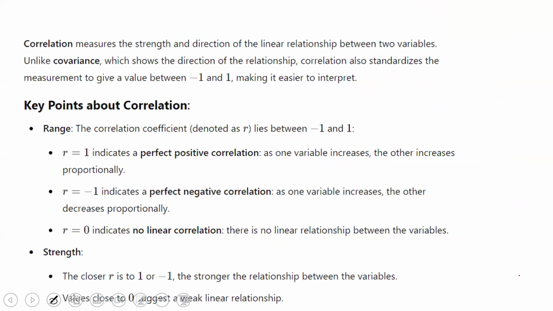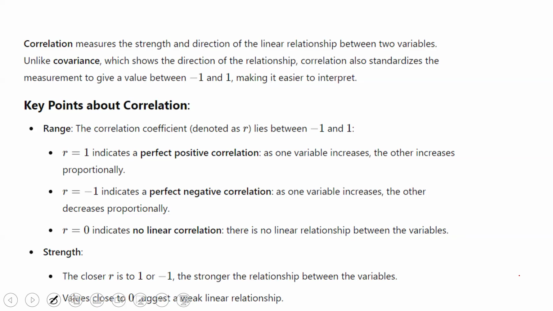Now go back to correlation. I was talking about the difference between correlation and covariance. Correlation actually tells us the strength and the direction. When I say strength, what does strength mean? Strength means how strongly height and weight are related to each other. Are they very strongly bound with each other, or negatively bound, or not bound at all?